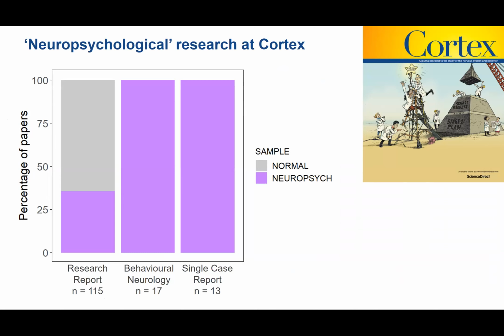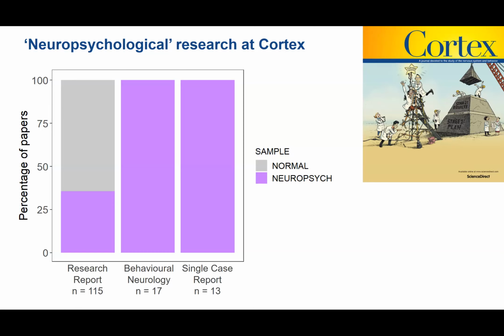Next, I want to focus on what kinds of research are appearing in the different article types. Specifically, I'm interested in whether the research concerns normal, healthy people or neuropsychological samples, that is, people with brain damage, disease, or developmental divergence. So the y-axis on this plot is now no longer counts. It's the percentage of papers within each category. And the purple bar shows what percentage is using neuropsychological rather than normal samples, broadly defined.